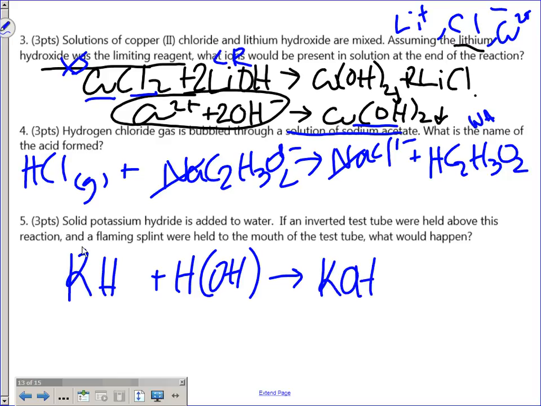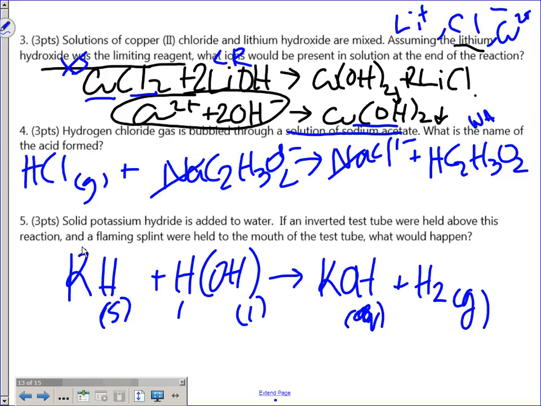Okay, so then that leaves this H and this H. What can they form? H2 gas. So this is H2 gas. This is liquid water. This was a solid. And so what is KOH? It is a strong base, but what state of matter is it? It's aqueous because, right, it's a solid mixed with a liquid. That's going to make a solution, and a solution is an aqueous solution. Ooh, AQ. What do you ionize?